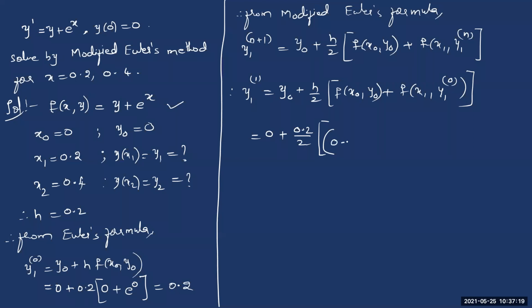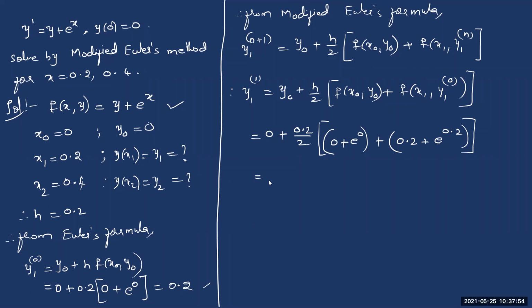So here I'm substituting y is equal to 0 and x is equal to 0 initially. So it is 0 plus e to the power of 0 plus, now we are calculating f of x1 comma y1 0. What is x1? X1 is 0.2. So you need to substitute x is equal to 0.2 and y1 0, which is also 0.2. So now we need to substitute both x and y as 0.2 in this function. So we'll get 0.2 plus e to the power of 0.2. And whatever value you get here is the first approximation to y1. I'm just using my calculator.